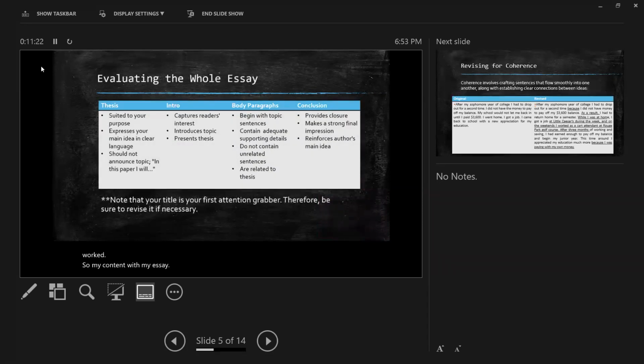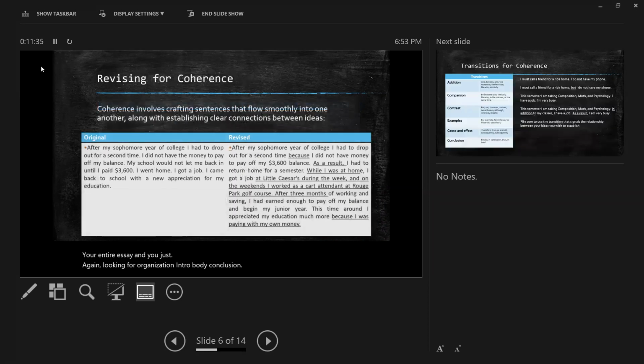Okay. I'm gonna skip around a little bit. This is just you going over your entire essay, and you're just, again, looking for organization: intro, body, conclusion. You're looking at your whole paper. Again, read it back to yourself. I can't stress that enough. And try to read it out loud. Hopefully you're by yourself so nobody gives you that side eye.